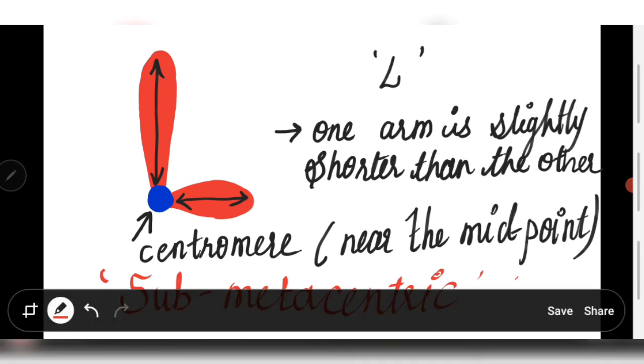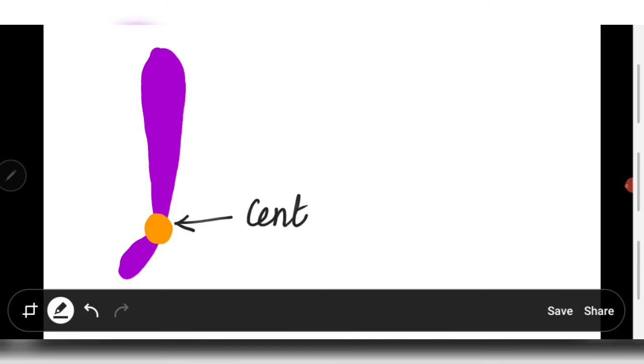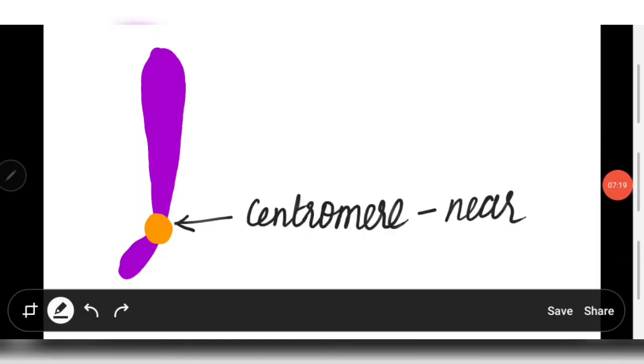Now let's see the third type of chromosome. Here in this type of chromosome, if you see the position of the centromere, this one is the centromere. This centromere is not present in the middle, and it's not near the midpoint either. So where is it located? Yes, the centromere is located near one end of the chromosome.